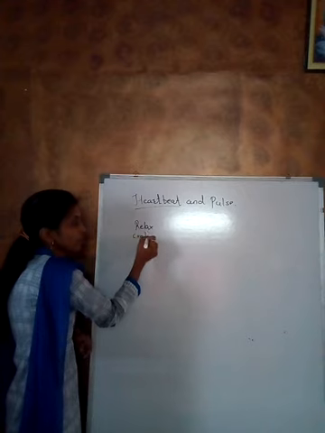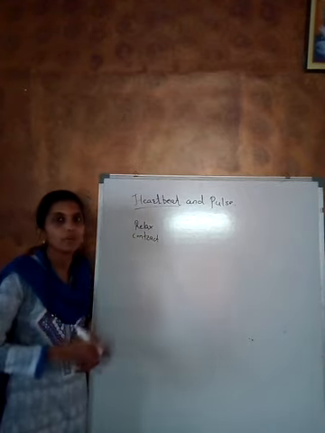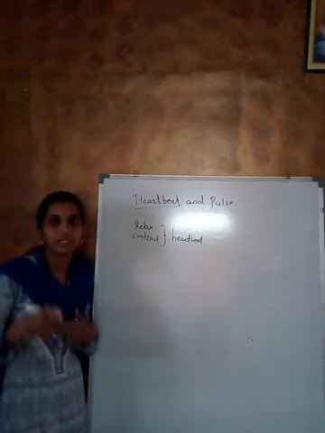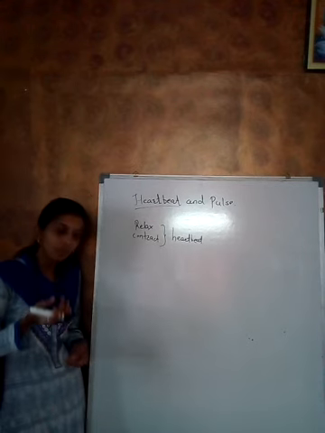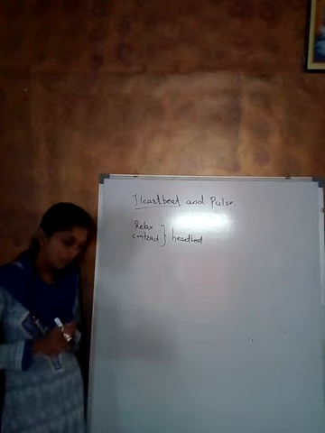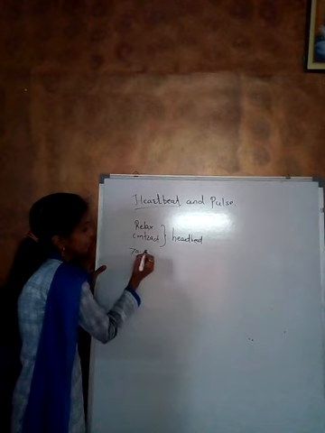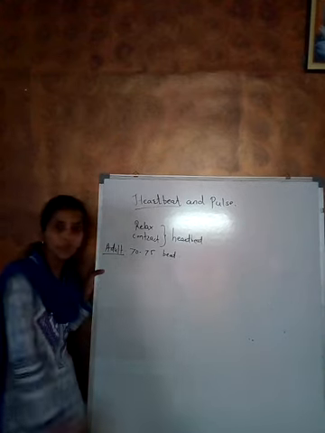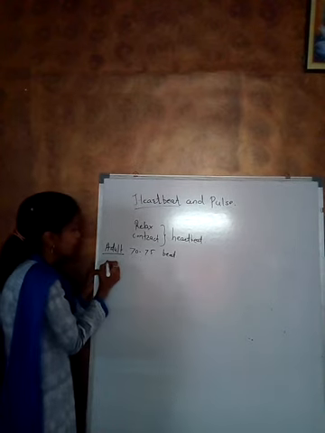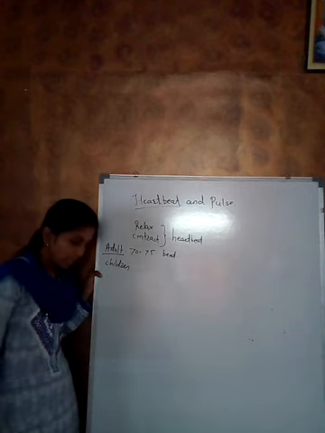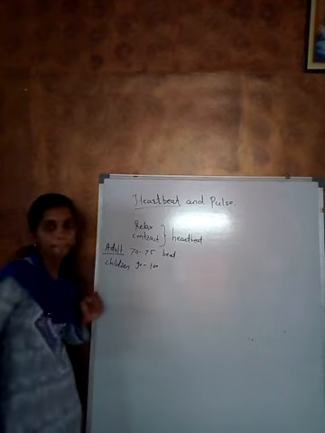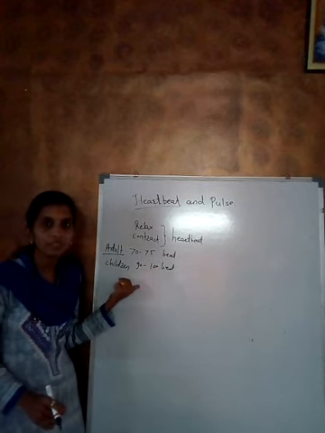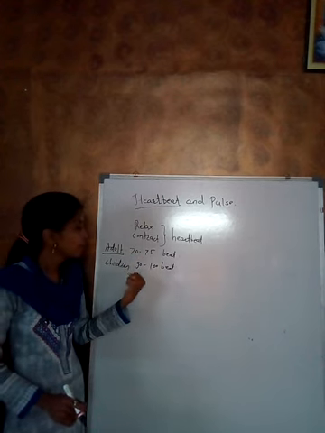Relaxing and contracting of the heart is continuously going on, and that's why heartbeat is created in our body. In adult human beings, the normal heartbeat is about 70 to 75 beats. In children, the heartbeat is more, like 90 to 100 beats. So this is the rate of the heartbeat in adults and children: in adults 70 to 75, and in children 90 to 100 beats.